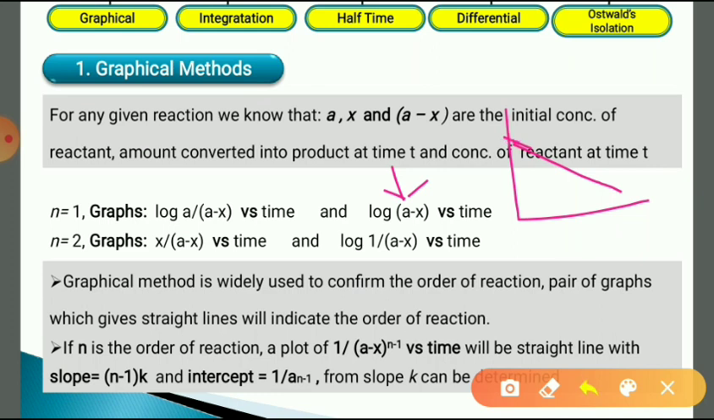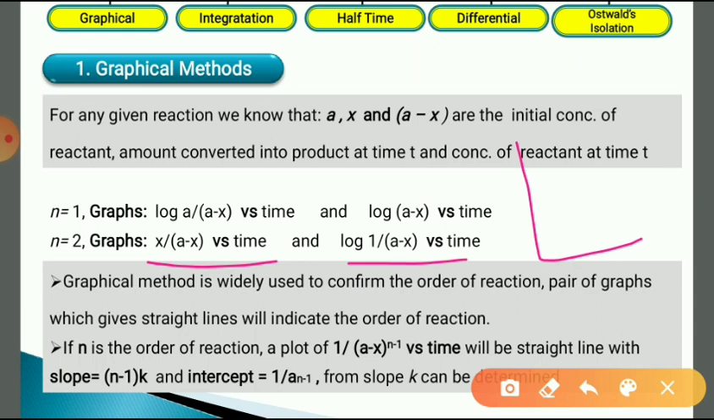Now let's see the second order reaction. For second order, two graphs are there. The first graph is the equation of a straight line passing through the origin. The second one is a straight line not passing through the origin but intersecting somewhere on the y-axis, and having a slope like this. So these are the two different graphs for a second order reaction.